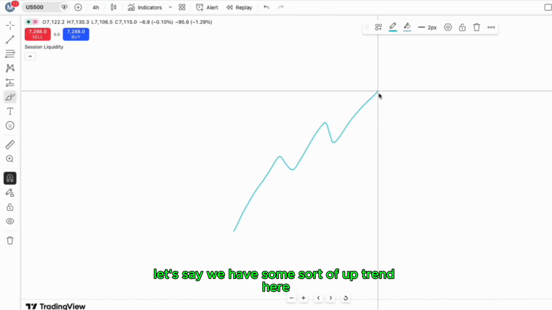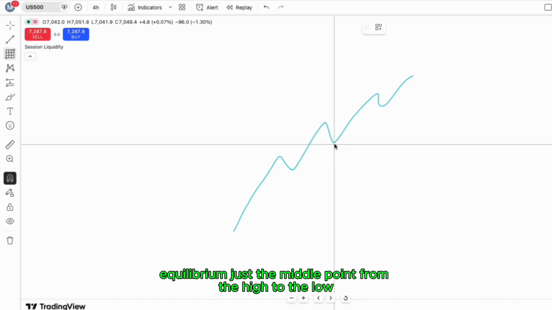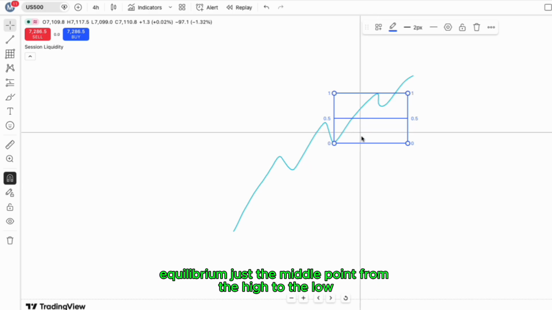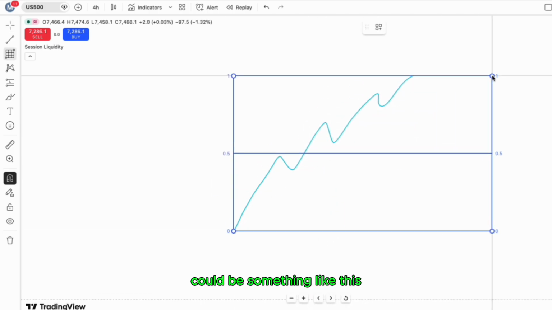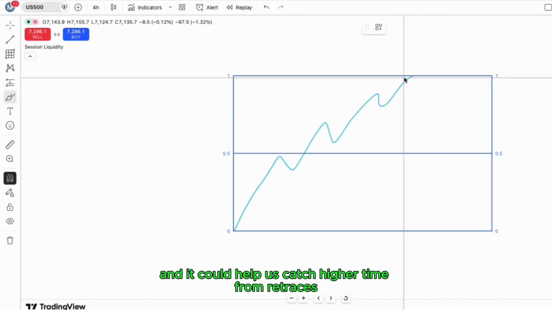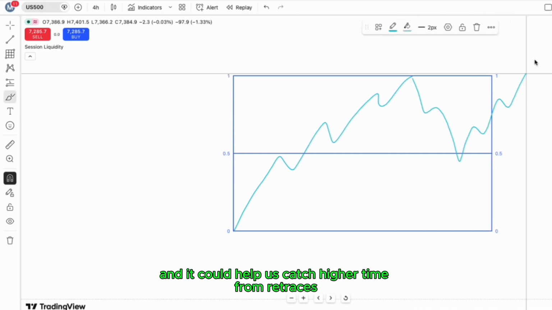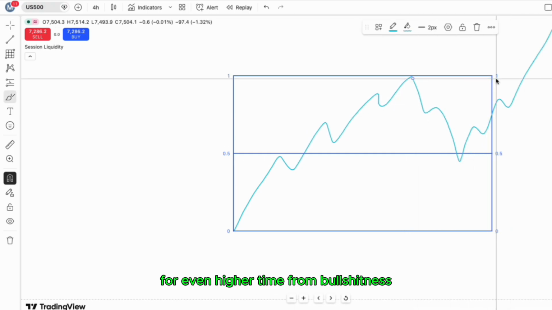Let's say we have some sort of uptrend here. Equilibrium is just the middle point from the high to the low. And then a higher time frame equilibrium could be something like this, and it could help us catch higher time frame retraces for even higher time frame bullish moves.